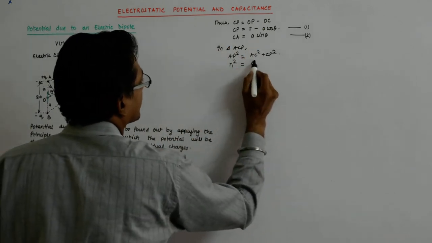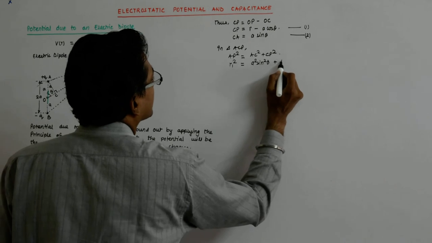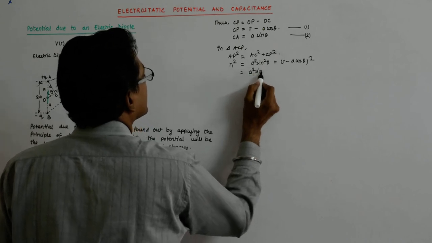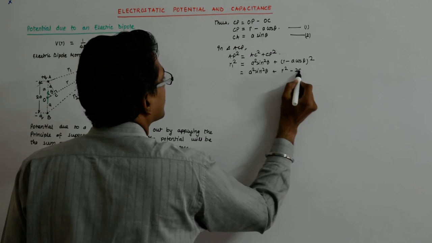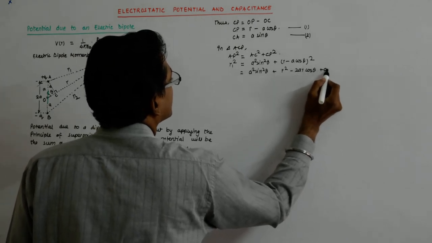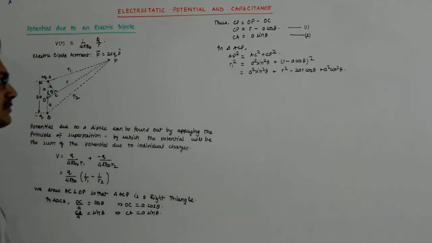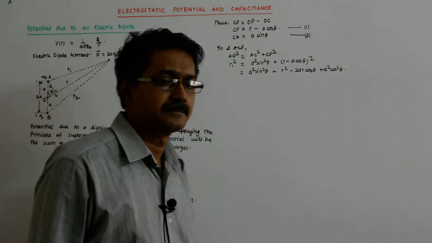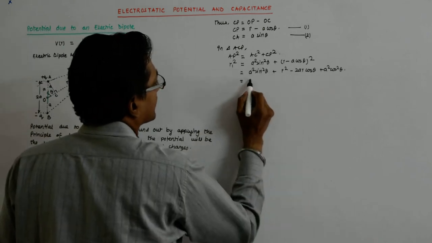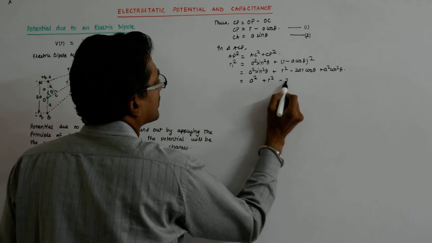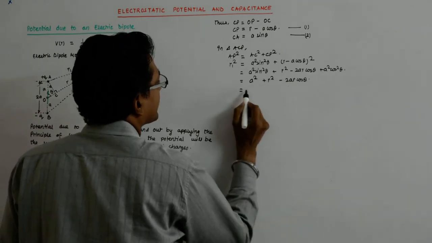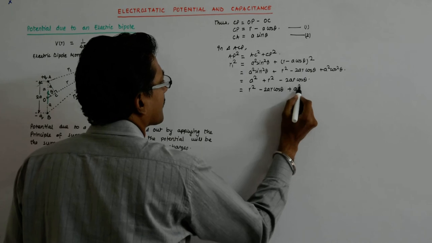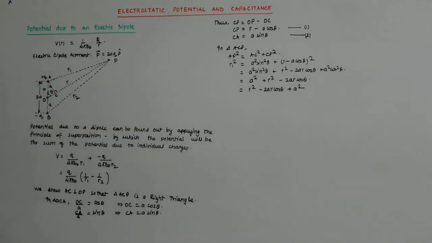AC I know is A square sine square theta plus R minus A cos theta whole square, which is A square sine square theta plus R square minus 2AR cos theta plus A square cos square theta. A square sine square theta plus A square cos square theta gives you what? This together will give you A square plus R square minus 2AR cos theta. I rearrange to write it as, okay.